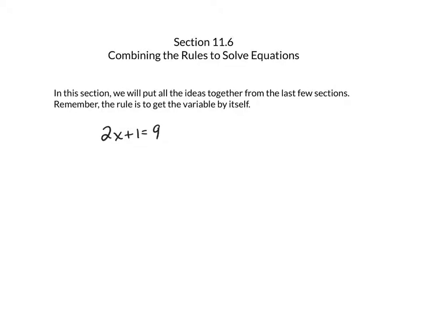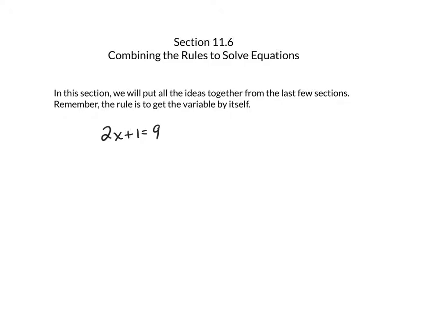Section 11.6, Combining the Rules to Solve Equations. In this section, we will put all the ideas together from the last few sections. Remember, the rule is to get the variable by itself. So I have an equation here, 2x plus 1 is equal to 9.